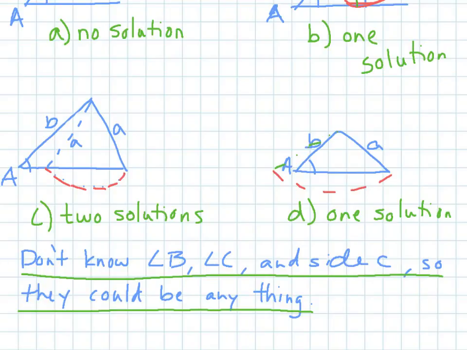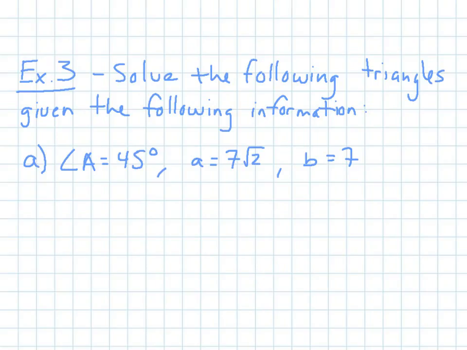Okay, so let's try some examples here. Example 3, solve the following triangles given the following information. So letter A, we're given angle A is 45, side A is 7 square root of 2, and side B is 7. So let's create a triangle to help describe this.